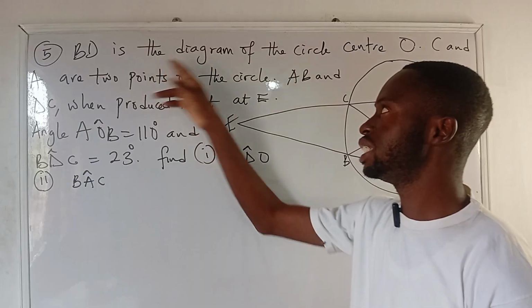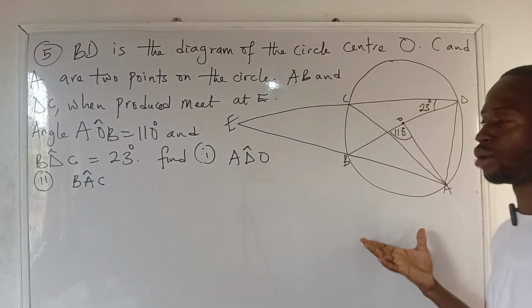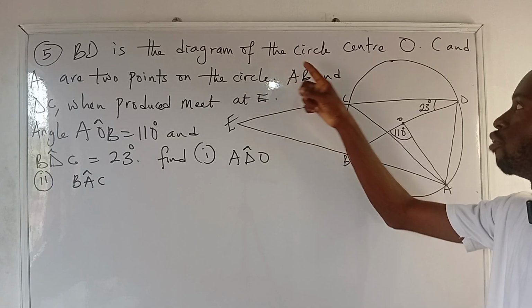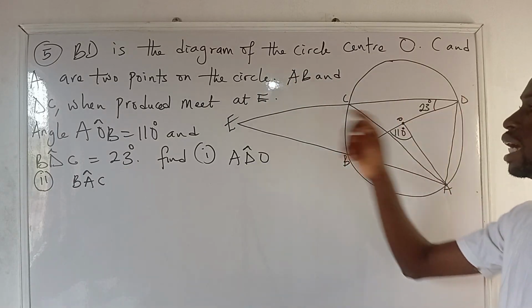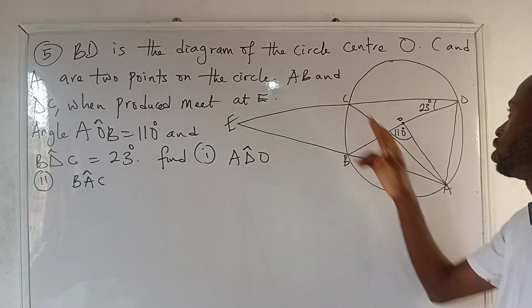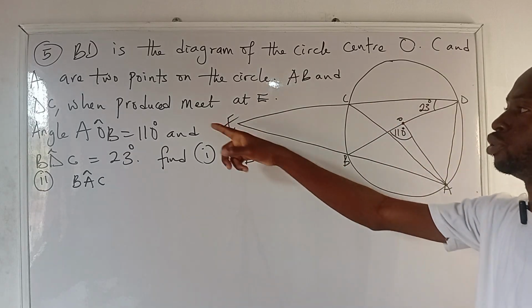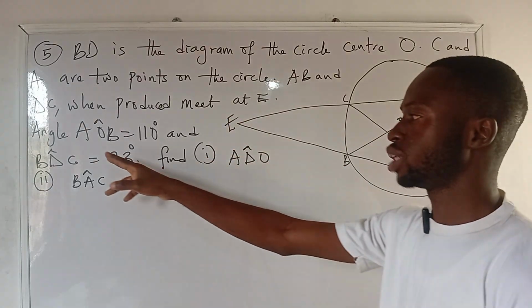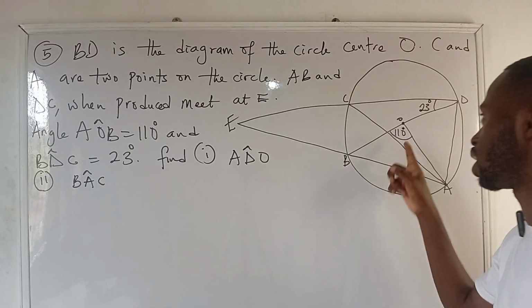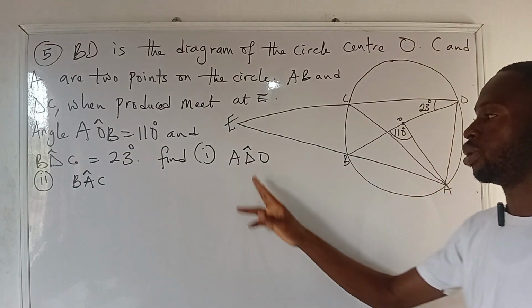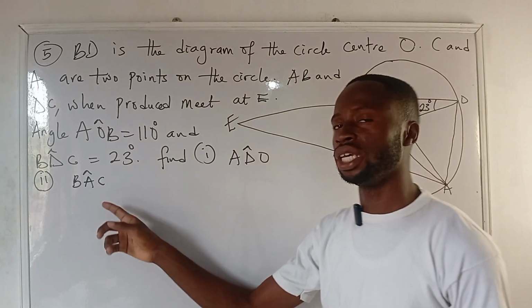We are told that BD in the diagram, that is this diagram that we have here, is the diameter of a circle, center O. C and A are two points on the circle, and AB and DC produced meet at E. Then we are told that angle AOB, that is this angle at the center, is 110 and BDC is 23. We have to find ADO and BAC.